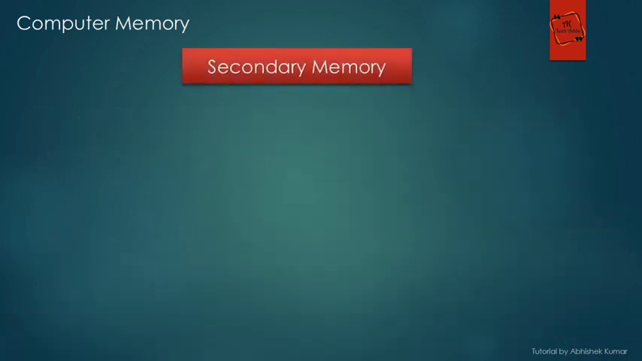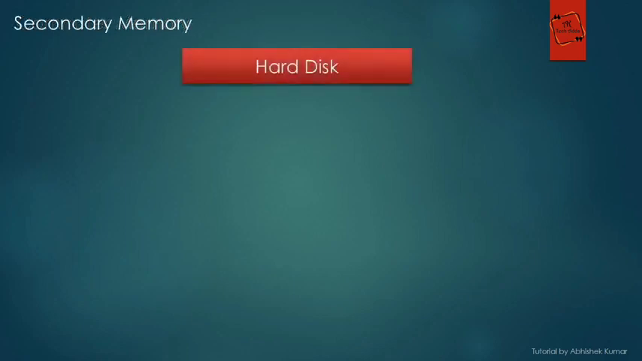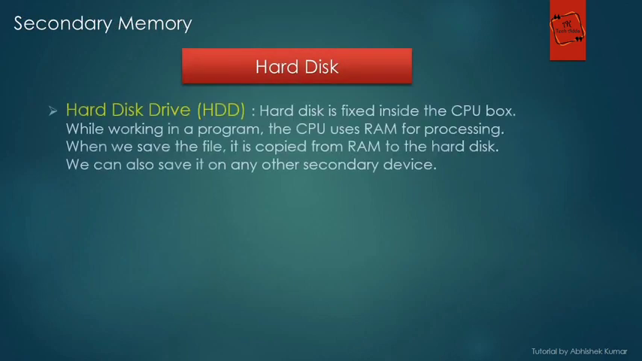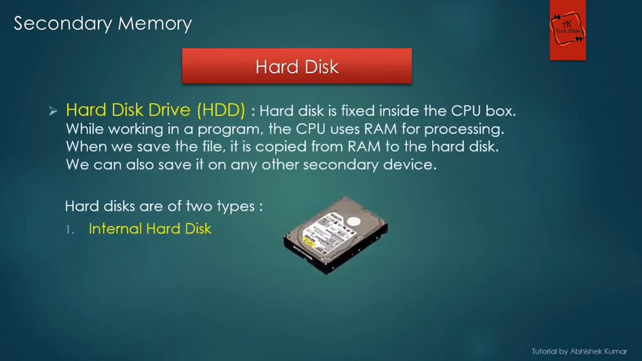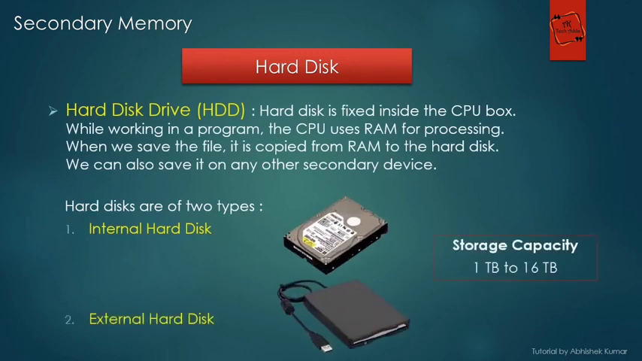Now we'll talk about all the secondary devices. A secondary device stores the information permanently. So when you save your data using the save option, it gets saved in some secondary device. Our first device is the hard disk drive. In short, we simply call it hard disk or HDD. This hard disk is fixed inside the CPU box. While working in a program, the CPU uses RAM for processing. And when we save the file, it is copied from RAM to the hard disk. And we can save it on any other secondary device.